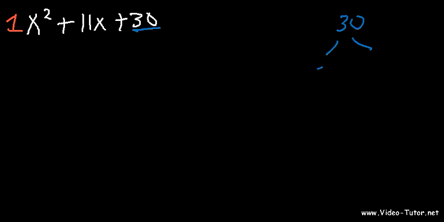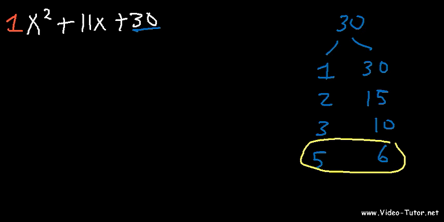Let's start with 1. 30 divided by 1 is 30. 30 divided by 2 is 15. 30 divided by 3 is 10. 30 divided by 5 is 6. 4 doesn't go into 30. Now we need to pick a pair of numbers that add up to 11. 5 plus 6 is 11. So to factor it, it's just going to be x plus 5 times x plus 6.